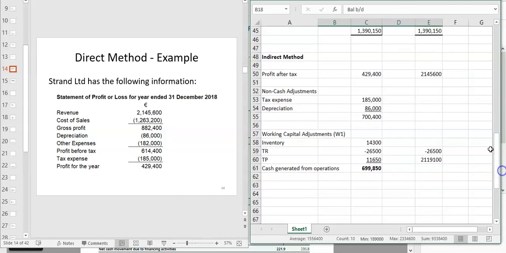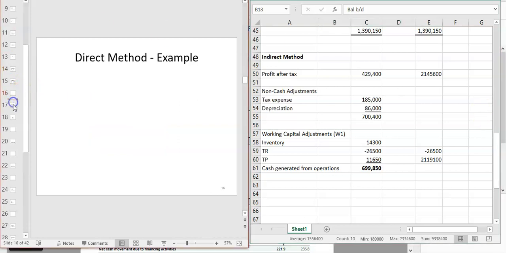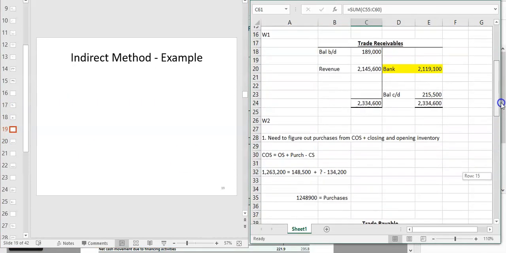In the direct method, we use T accounts. In the indirect method, we look at the net movement, and the hardest part is figuring out should it be a positive adjustment or a negative adjustment. Now that is hard, but it's important to go back and remember inventory and trade receivables are the same. Increases in them is a drain on cash flow, decreases in them is positive for cash flow, and trade payables is the opposite. So if you are using the indirect method, make sure you're comfortable with that logic of where it comes from. But in both of those methods now, the direct and the indirect, we've come to the same answer overall, 699,850 for both.